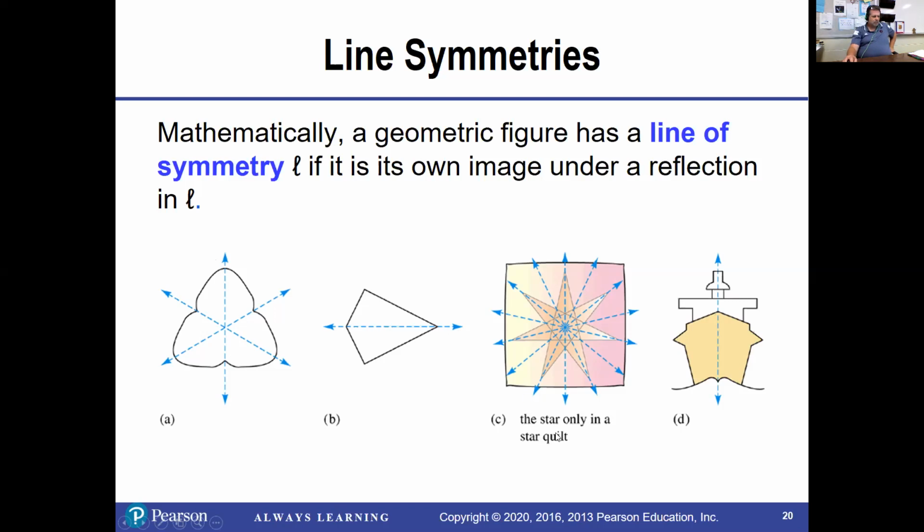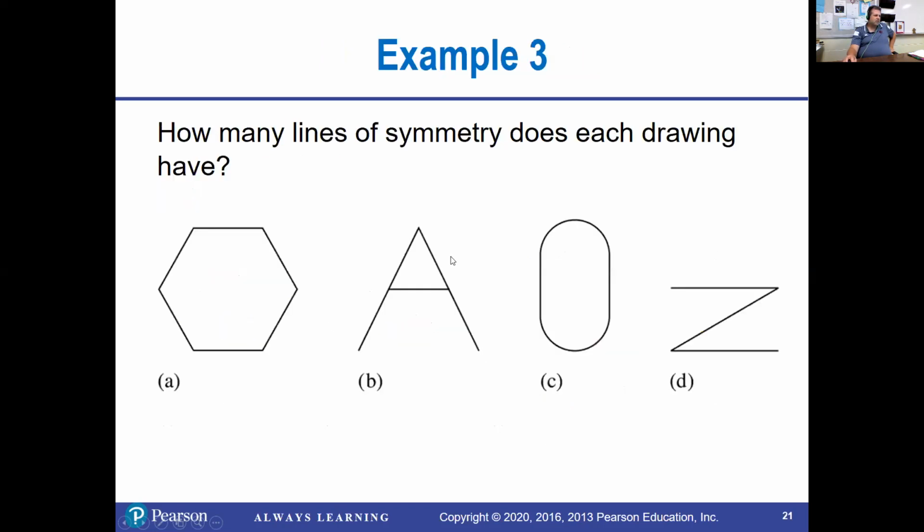Okay, now this one has a bunch. It has got 1, 2, 4, 5, 6, 7. So it's got a bunch of different lines of symmetry. And then here's an awkward one that's right down the middle, so it's only got one. All right, so how many lines does each of these have?